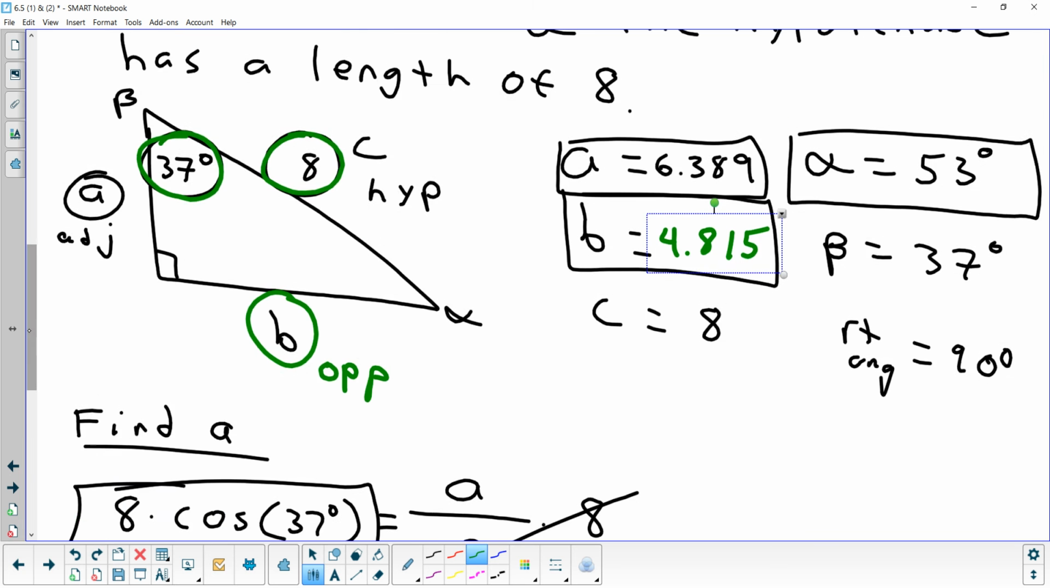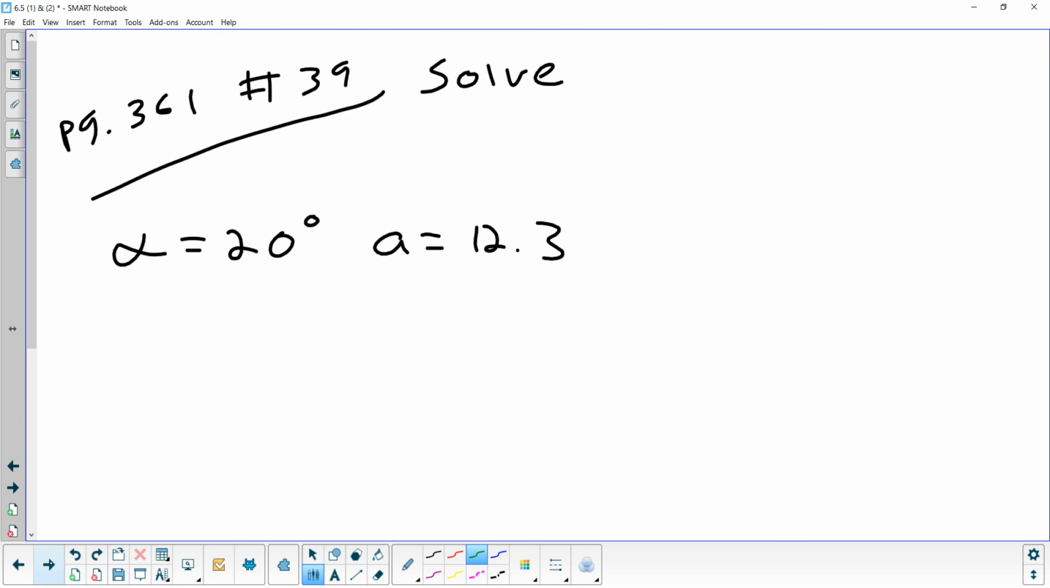All right, try. I think I have one more of that type. A little less wordy than the last one. They're not really writing it all out. They're just kind of telling you two pieces of information. Same directions. Solve.